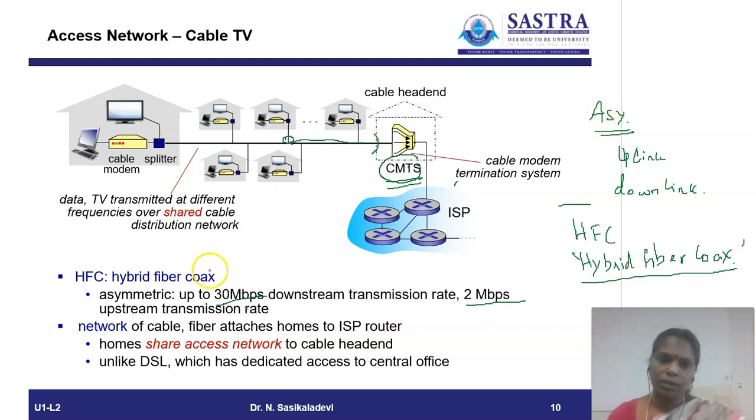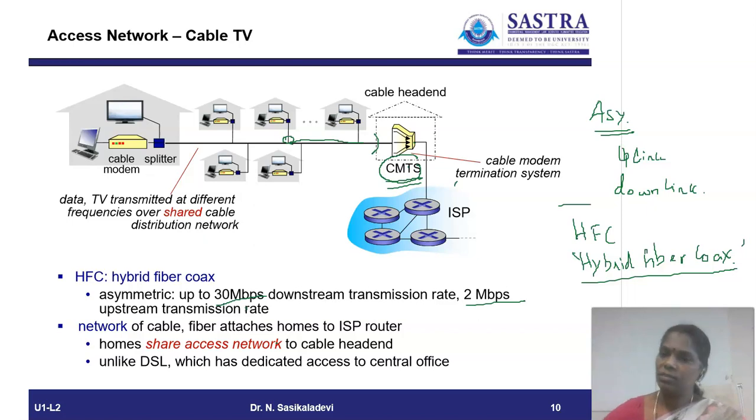As I said already, this is a shared access, not a dedicated access to the central office. In DSL type, each and every home is connected directly with the telephone office, but here we have a common transmission medium that connects thousands of houses. So for shared access, we need a MAC protocol to resolve the problem of sharing the data. So these are three different ways to access the internet through residential connectivity.